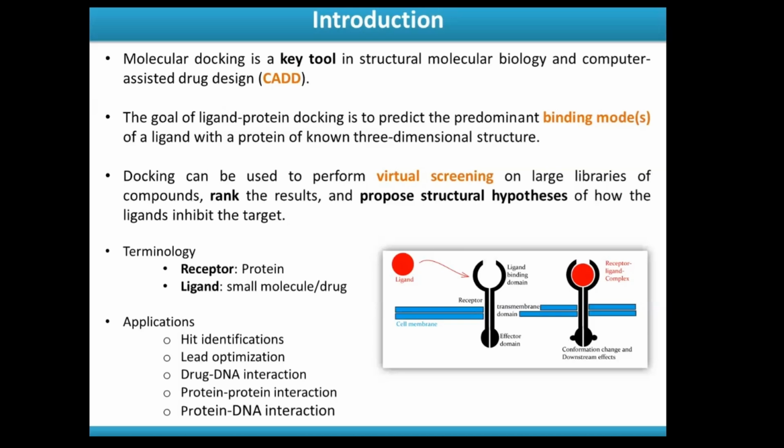Then is the lead optimization. Once you have a hit or some compound which is known to inhibit a particular drug target or a protein, you can optimize the lead by using computational techniques such as molecular docking to further see its binding properties with the protein at the atomistic level. Docking can be used to study drug-DNA interaction, protein-protein interactions, or even protein-DNA interactions.